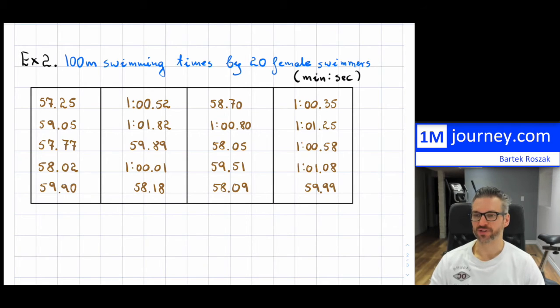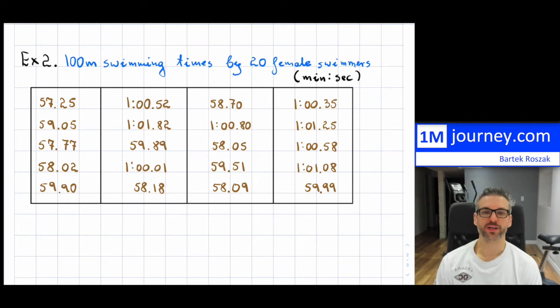We have 57.25 seconds, 59.05 seconds, 57.77 seconds, and so on. And then in the second column, we have 1 minute 0.52, 1 minute 1 second 0.82, and so on. So we have all of these different times for these swimmers.